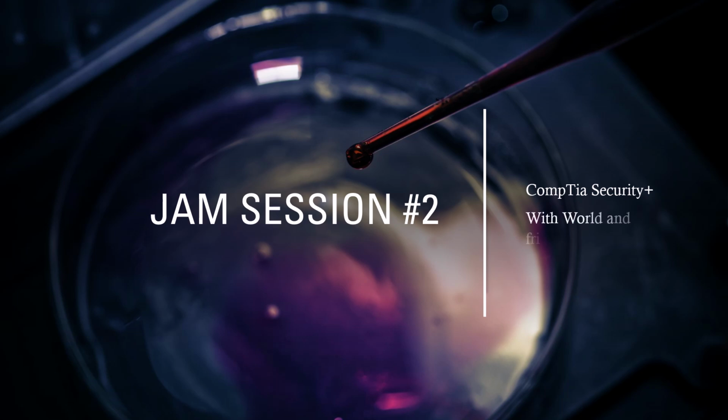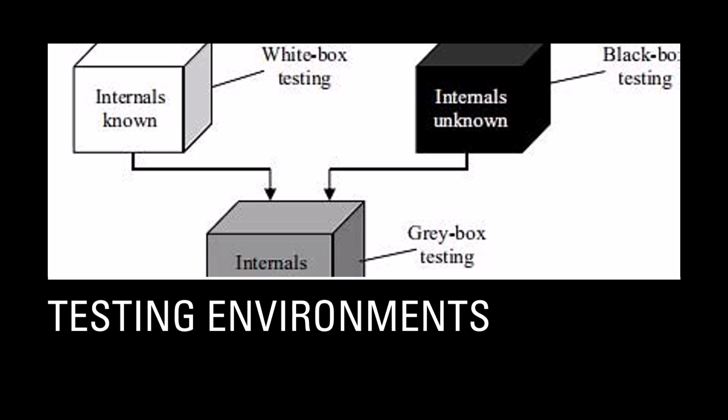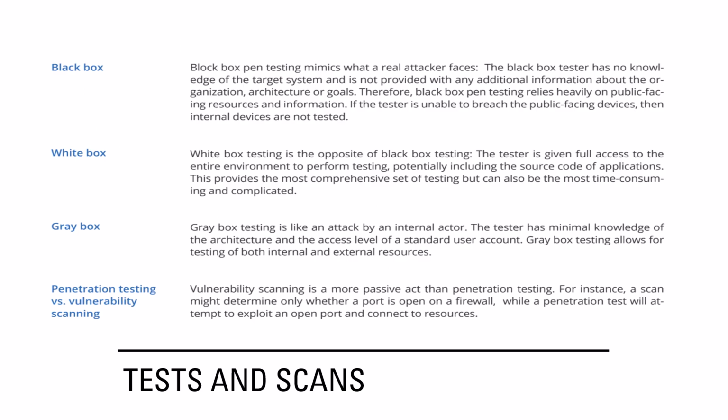First thing we'll talk about is testing environments. If you work in this field and you find yourself doing a test for a company, maybe a penetration test or something like that, you'll have different environments that you might be able to go into the test with. So you have your known internals, unknown internals. That's pretty much what I mean by testing environments. And they call them, for CompTIA anyway, black box, white box, gray box. That's what you'll probably see.